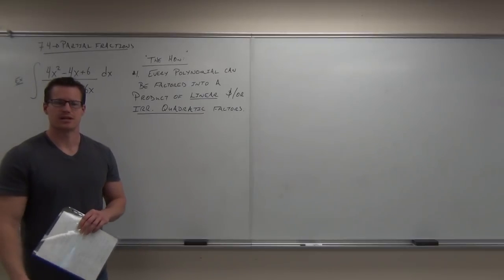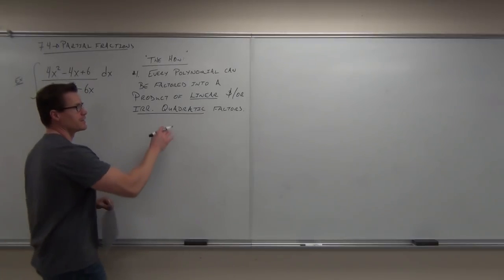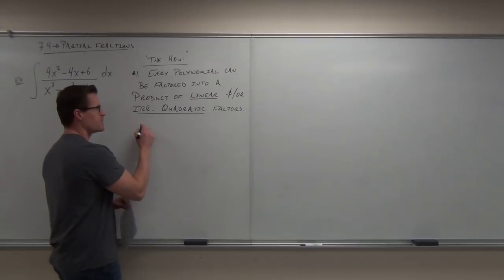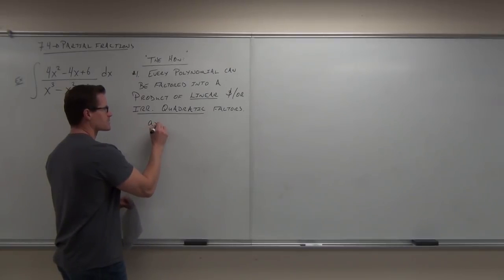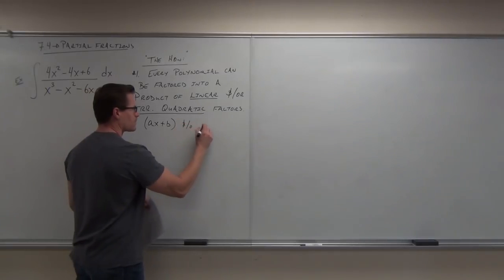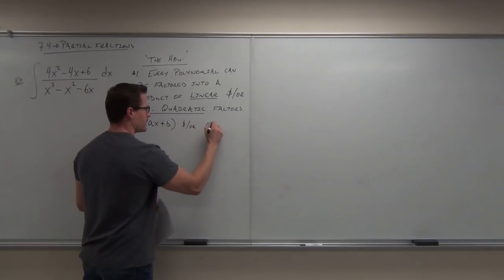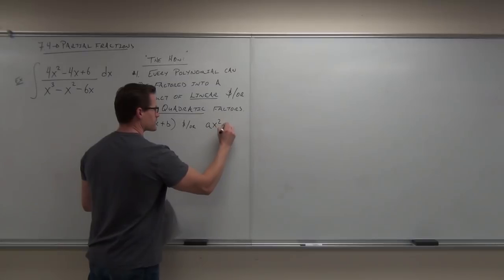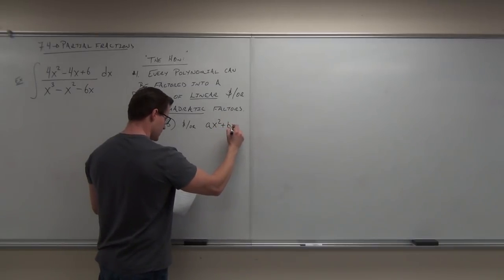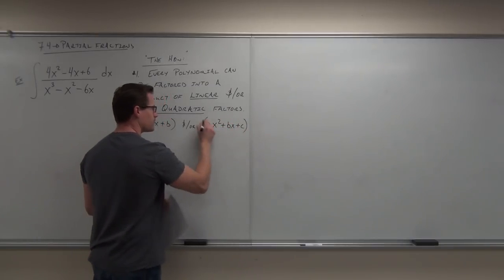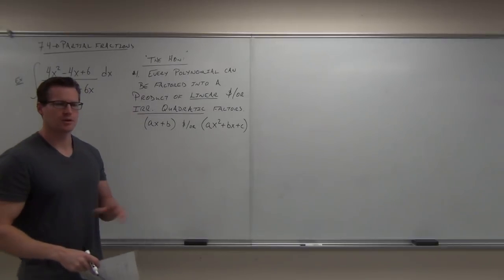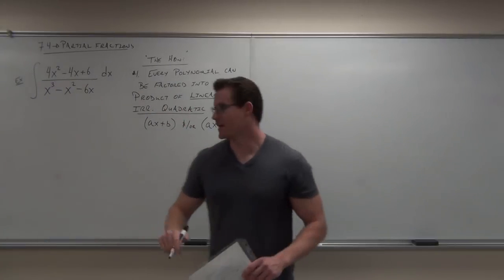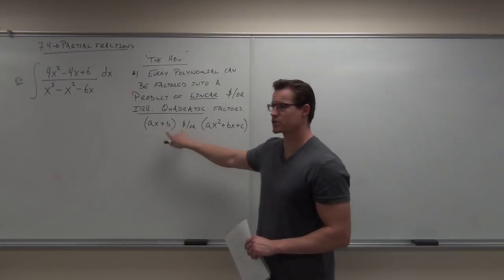Basically, here's what this says. If it's linear and or irreducible quadratics, it means this: ax plus b and or ax squared plus bx plus c. Every polynomial in the world can be factored as stuff that looks like this and or stuff that looks like this.